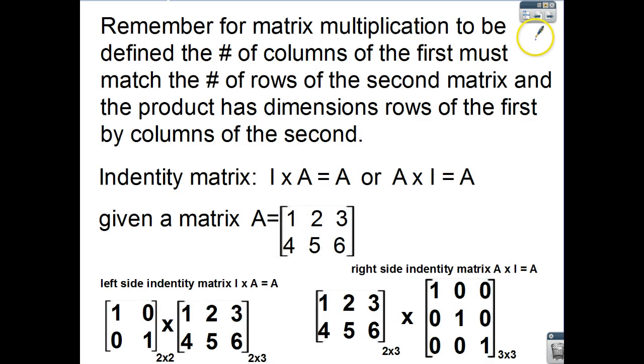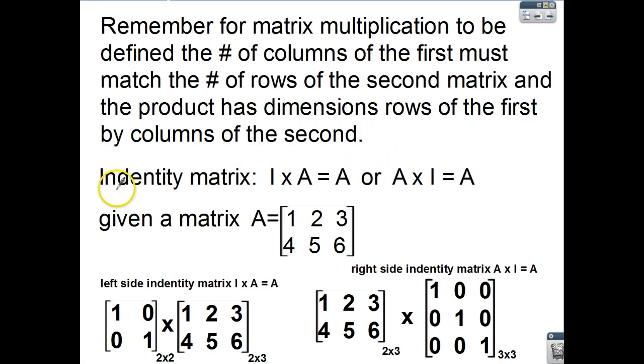All right, now just a little review from the last section. We need to remember that for matrix multiplication to be defined, or let's say possible, the number of columns of the first, or we could say the one on the left, must match the number of rows of the second, or the one on the right. And the product has the dimensions rows of the first and columns of the second. Okay, so just a little review there.